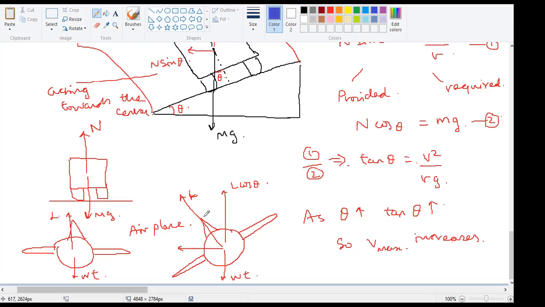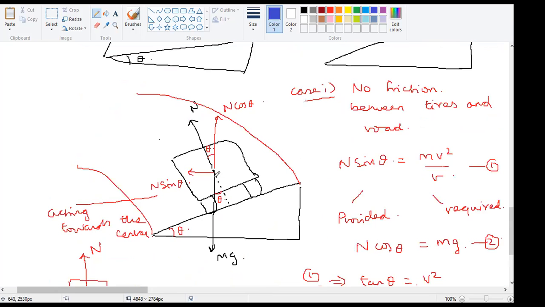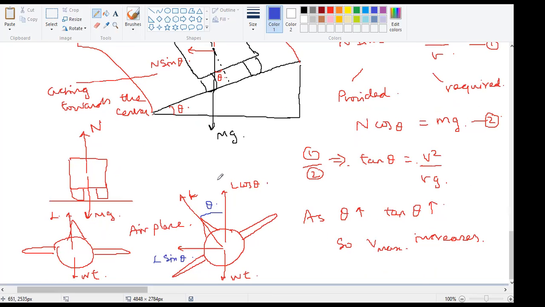So take it down properly. So you should understand that what you do in a car is same as what you do in the aircraft. So I'll be taking this L sine theta as mv squared by r. L sine theta is equal to mv squared by r. Any questions? Take it down quickly.